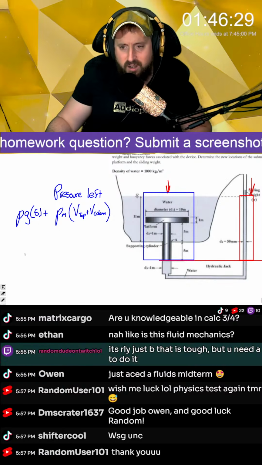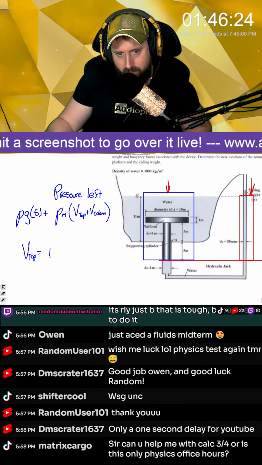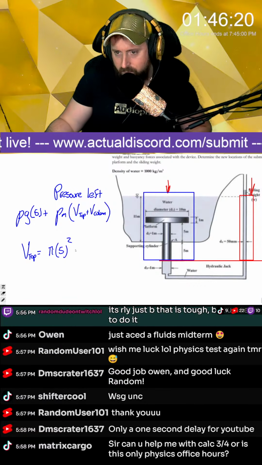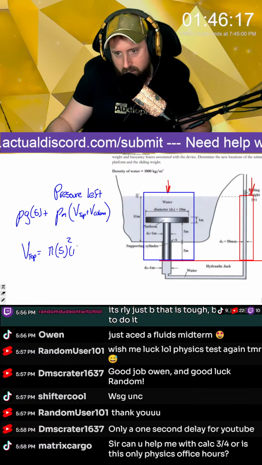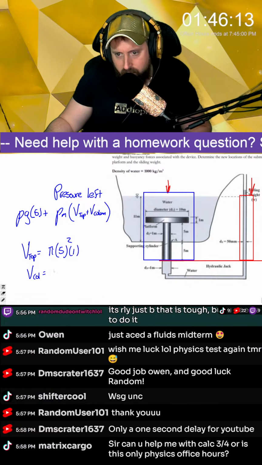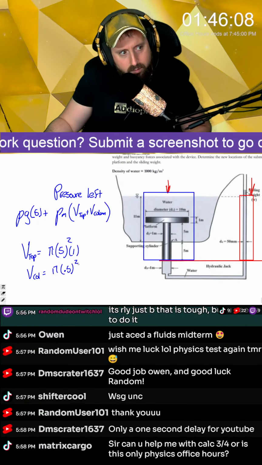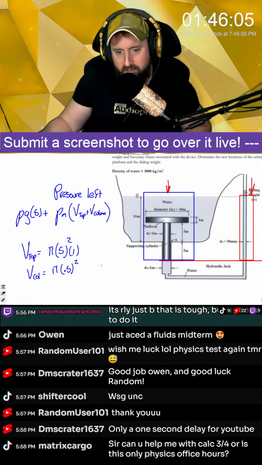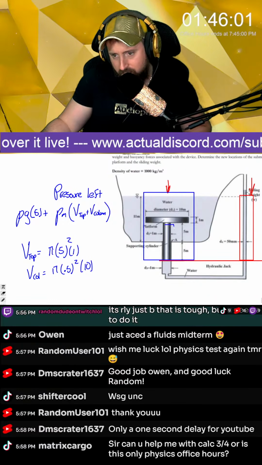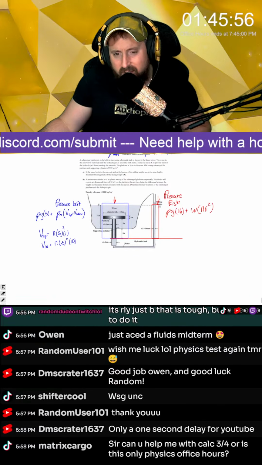Okay. Volume of the top is going to equal pi times r squared, pi times 5 squared times 1. Great. And then volume of the column is going to equal pi times 0.5 squared times 10. Right? This is pi r squared h. And this thing is 10 meters long. Okay, cool.